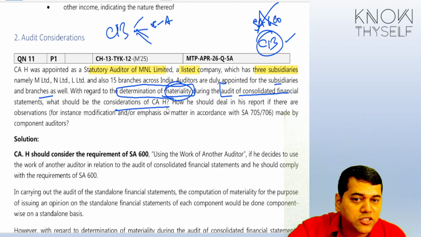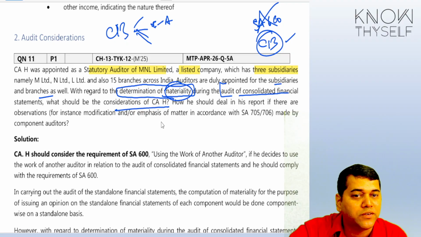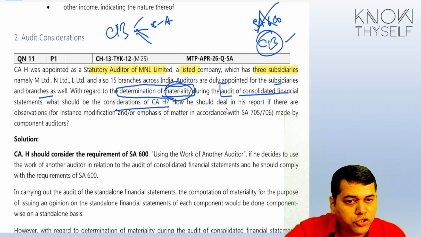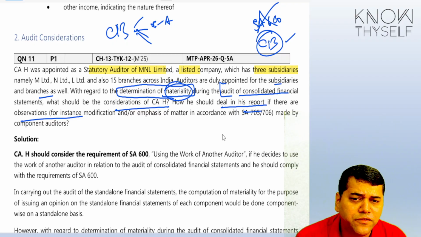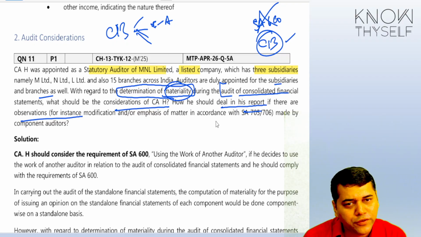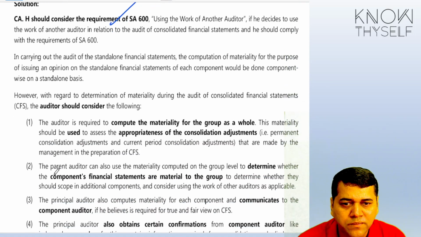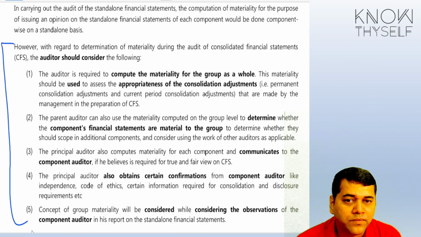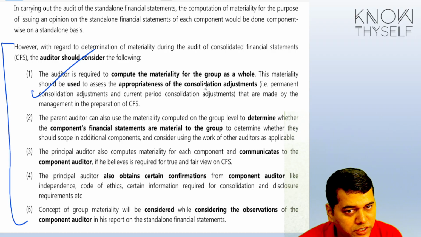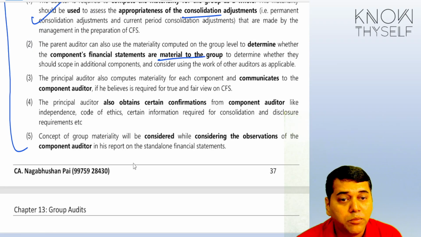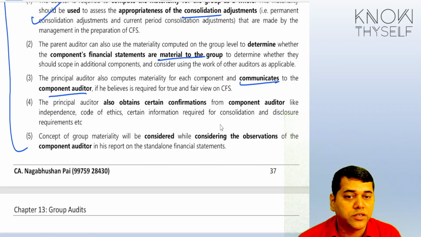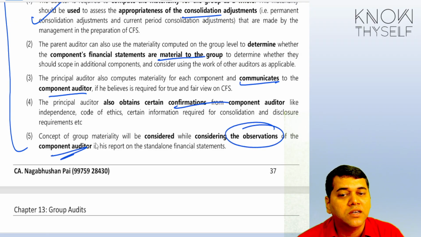Concept 1 is acceptance, where you need to consider materiality at the time of performance. What should be your considerations? Now you have to write the specific points of consolidation materiality. How should he deal in his report if there is an observation as per 706? Fantastic, easy. If this question comes, you should straight away jump because you figured out what exactly it is. Yes, should consider the requirement of SA 600, but that is not relevant here. This is the relevant portion: compute the materiality for the group as a whole and use it for consolidation adjustment. Determine whether the components are material. Communicate your materiality to component auditor. Obtain confirmation from them. And the concept of group is also considered for the observation of the component auditor.